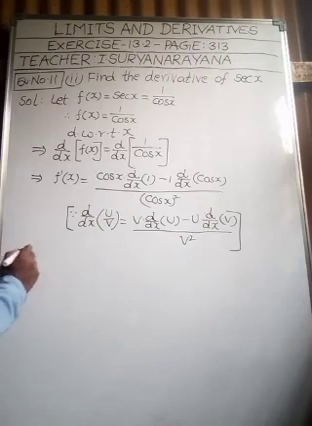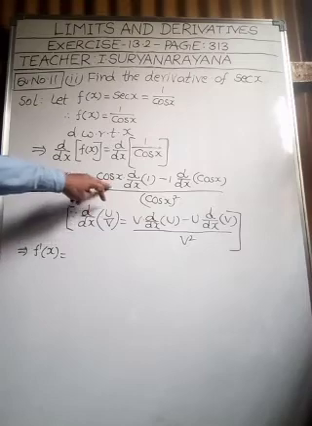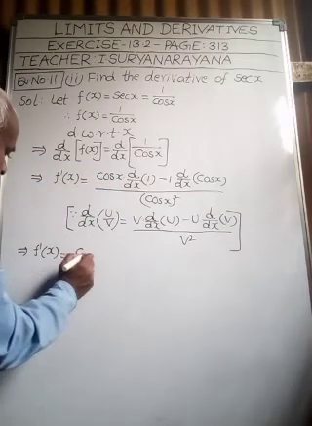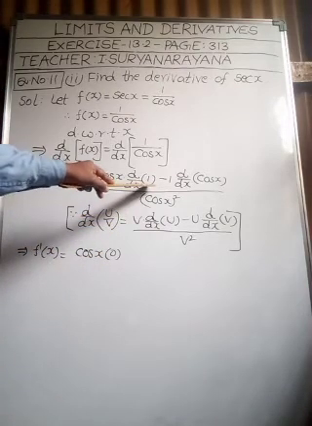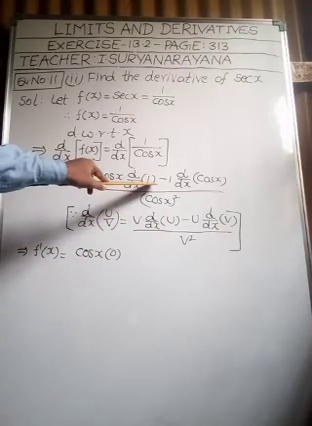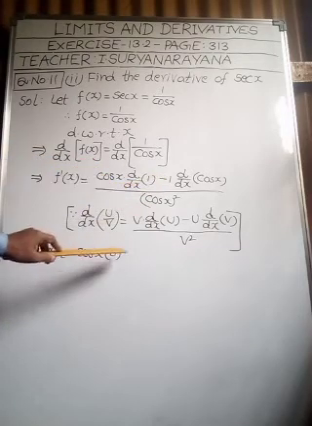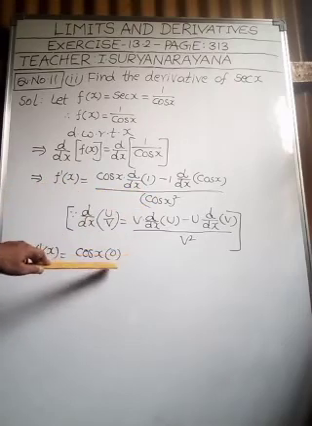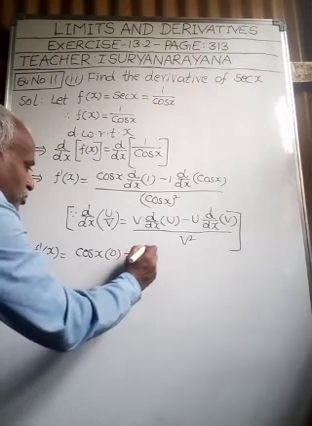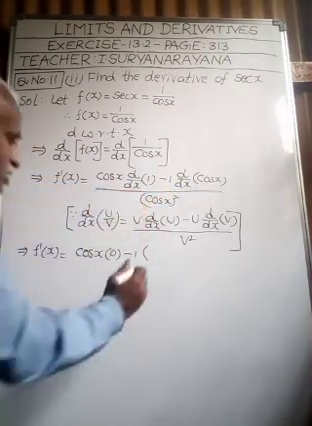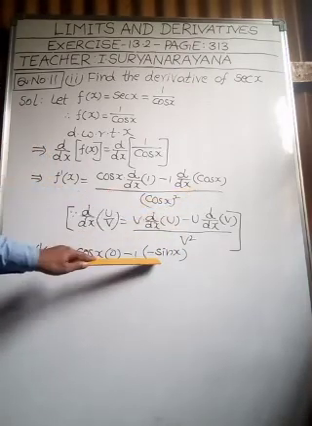This implies f dash of x is equal to, come to the first term in the numerator, cos x into, what is the derivative of 1? 0, because it is a constant function. The derivative of a constant function, there is no variable. The derivative of a constant function is 0. Okay, my children, understood this 0, right? Minus 1 into, what is the derivative of cos x? Yes, minus sin x.